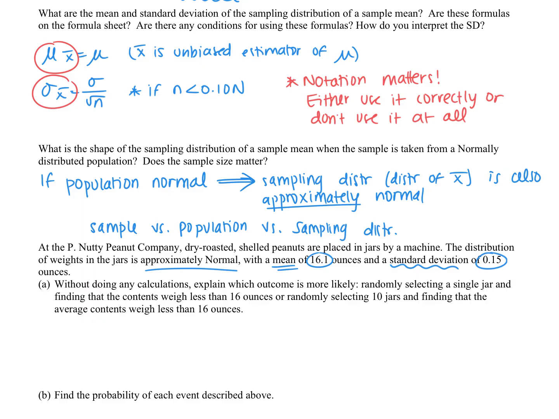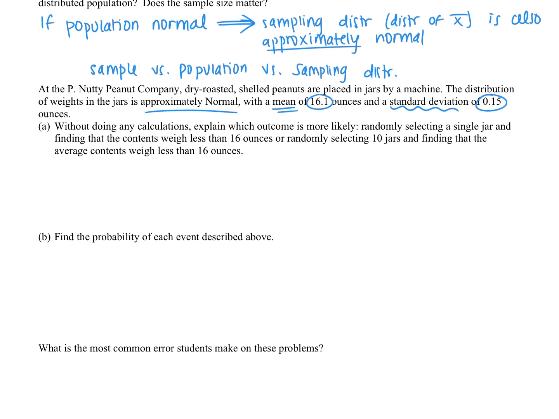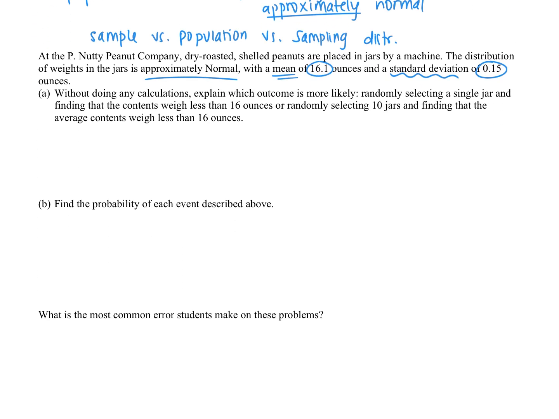Without doing any calculations, which outcome is more likely? Randomly selecting a single jar and finding that the contents weigh less than 16 ounces, or randomly selecting 10 jars and finding that the average is less than 16. Discuss with the person next to you. Which one do you think is more likely? Okay, what do you think? Which one is more likely? A single jar less than 16 ounces or 10 jars with an average less than 16 ounces?